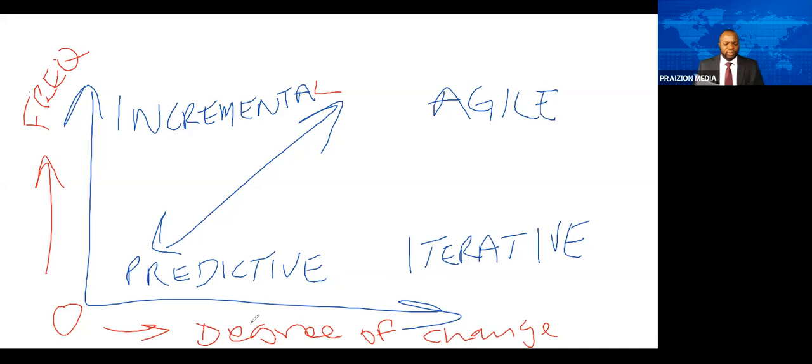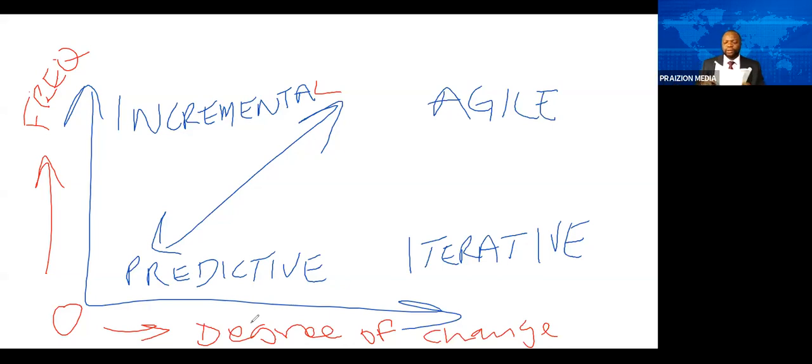Predictive, you have low frequency of delivery. Incremental, high frequency of delivery. Agile, high frequency of delivery and high degree of change. Iterative, low frequency of delivery. It's a one-time delivery, but the degree of change is high because you're trying to do things over and over again until it is perfect.